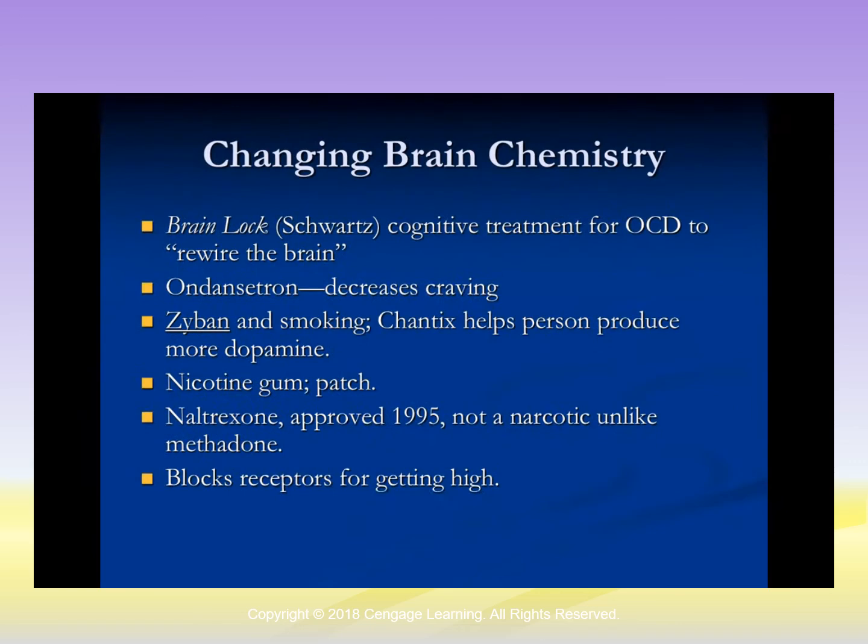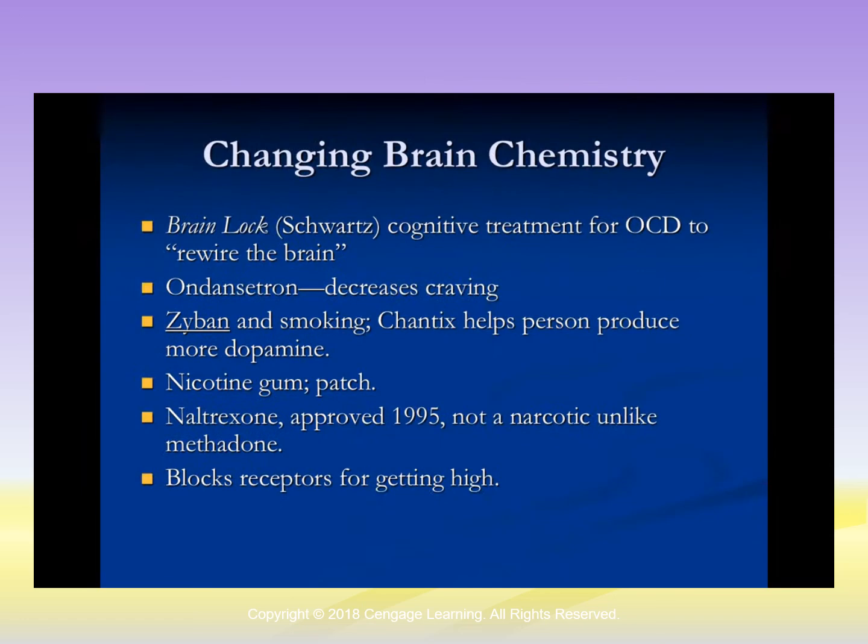So looking at how the body changes brain chemistry, the term brain lock was coined by Schwartz, meaning cognitive treatment for obsessive compulsive disorder to rewire the brain. Brain lock meaning we're so fixated on something we can't get past it. Okay. And that's largely what aversion therapy is used for, the hope that we're rewiring the brain.